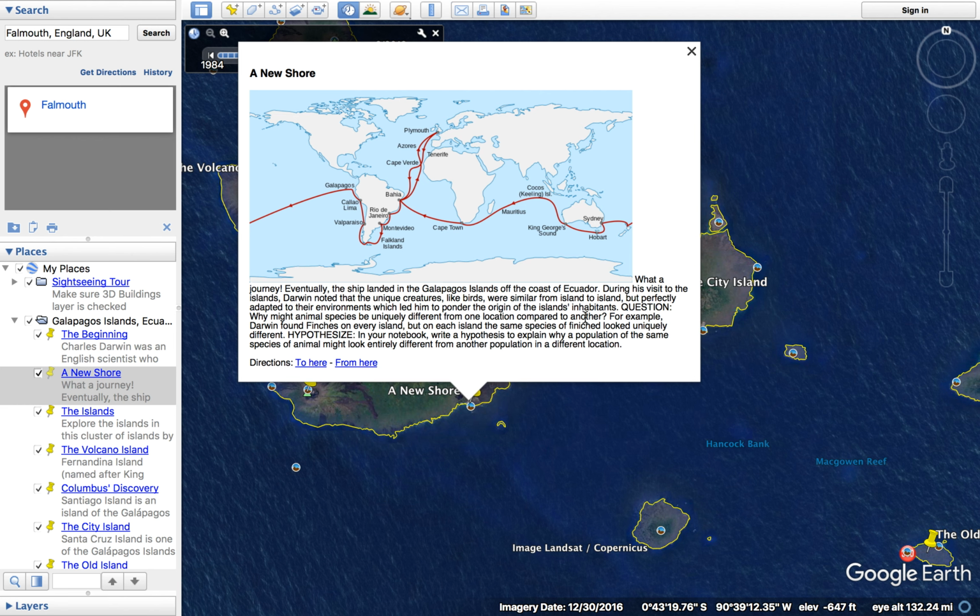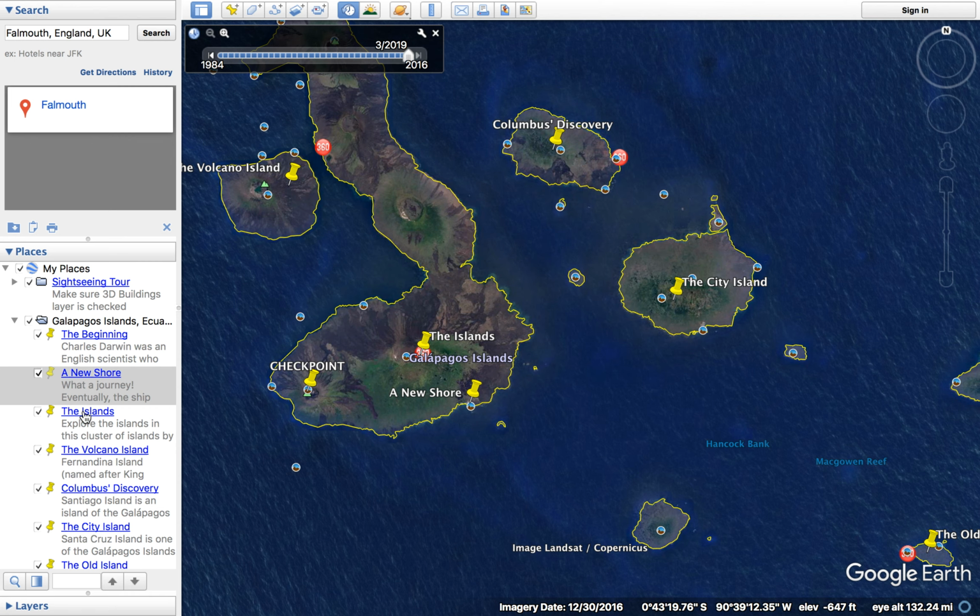So here I'll have students read a little bit, and then the guiding question is, why might animal species be uniquely different from one location compared to another? That was one of the major observations of Darwin. For example, Darwin found finches on every island in the Galapagos, but on each island the same species of finch looked uniquely different. So here I'll have students write a hypothesis in their notebook to explain why a population of the same species of animal might look entirely different from another population in a different location. So that's to front load and get students thinking about why populations might differ from each other.